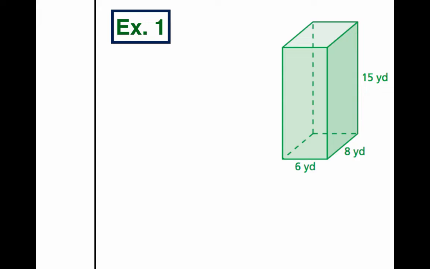So here is our prism. It's a rectangular box measuring 6 by 8 by 15. We're going to find the volume. So if we were to fill this box up, let's say we're going to fill it up with sand, we're going to figure out how much could fit inside of there.